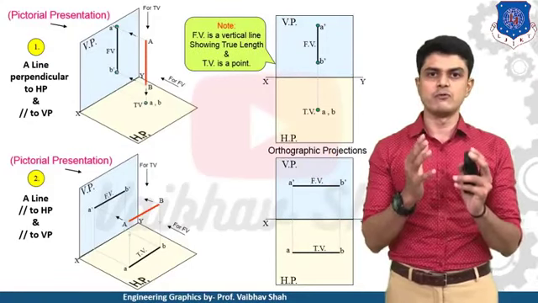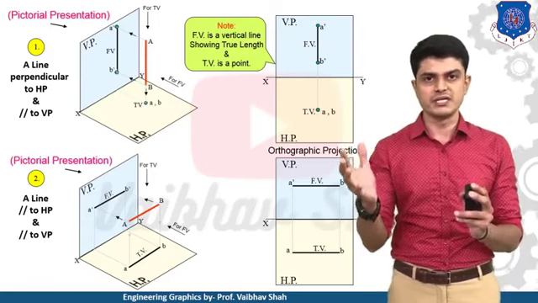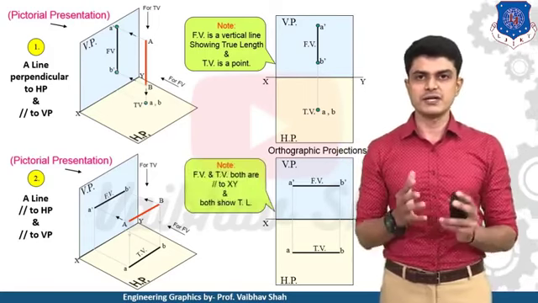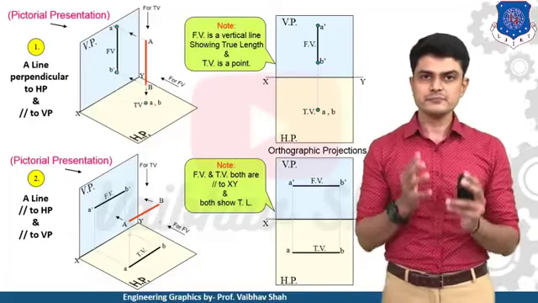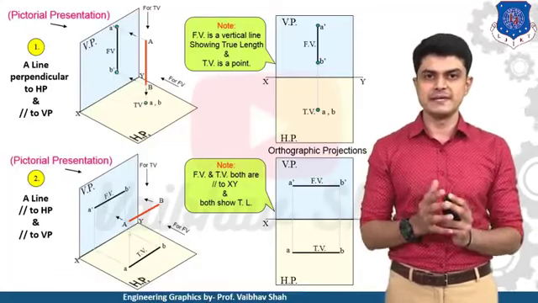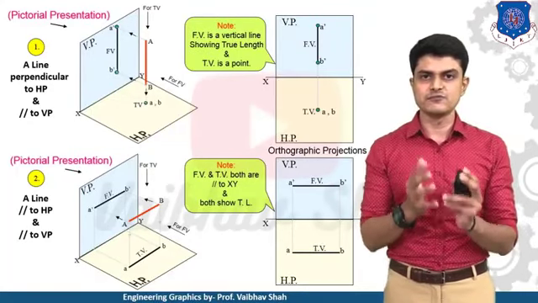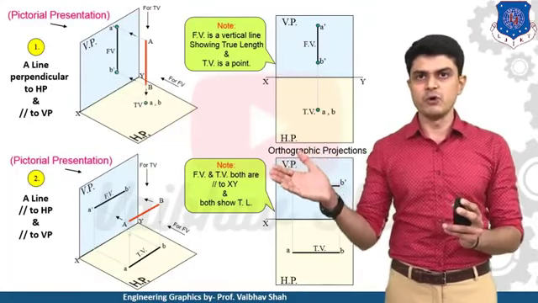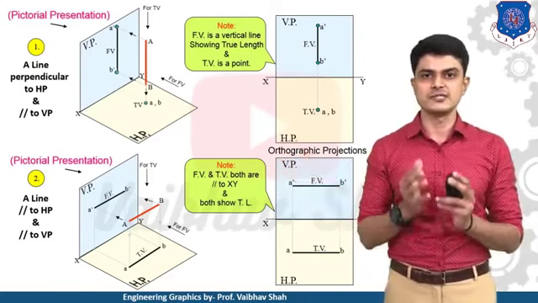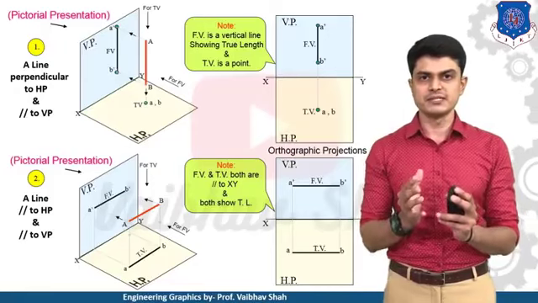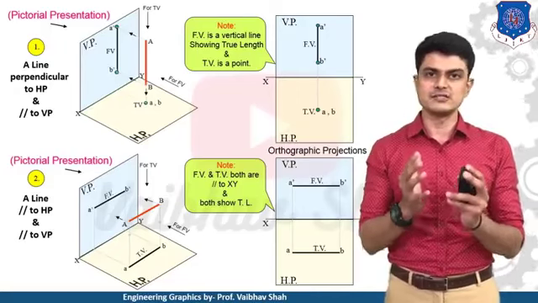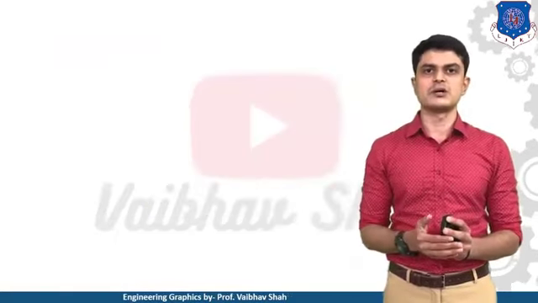Always remember, your front view always lies in the VP, the vertical plane, and your top view always lies in the horizontal plane. So what is the final conclusion? Whenever your line is parallel to HP and parallel to VP, at that time your answers would be front view and top view both parallel to the XY line, and both will show you a true length. So this is the conclusion. You need to remember this conclusion for each of the cases, and you can easily solve these cases in your examination. So let us move to the third case.